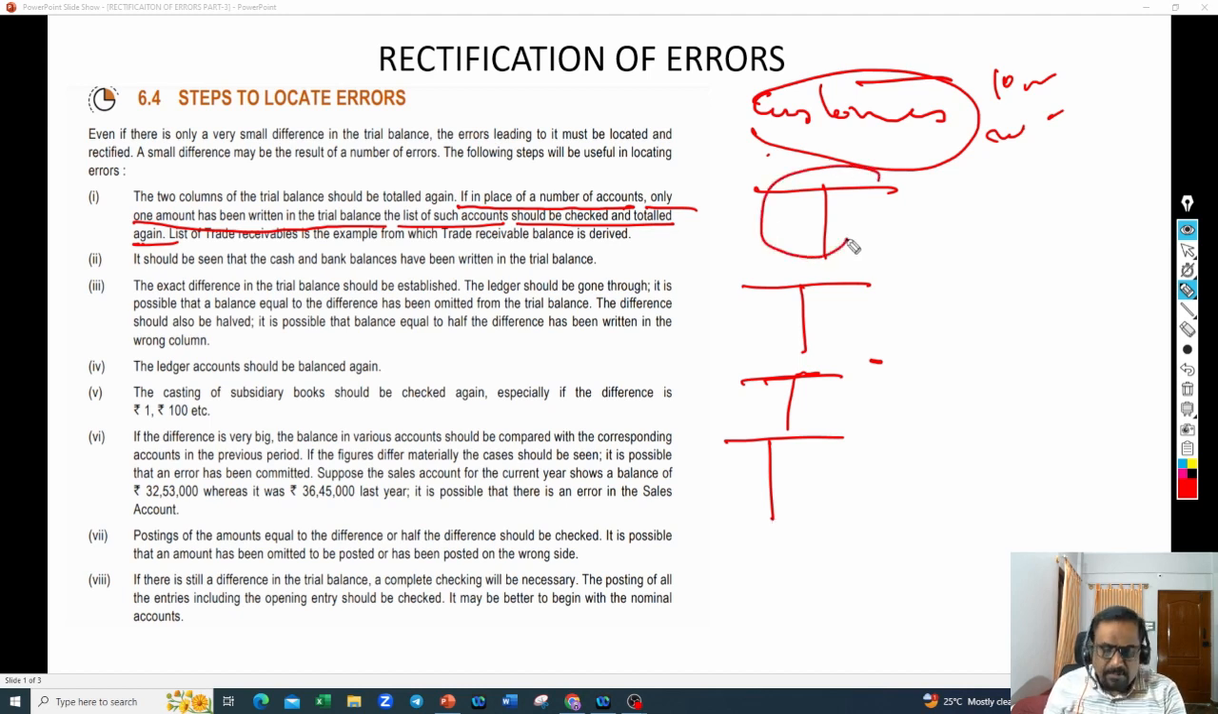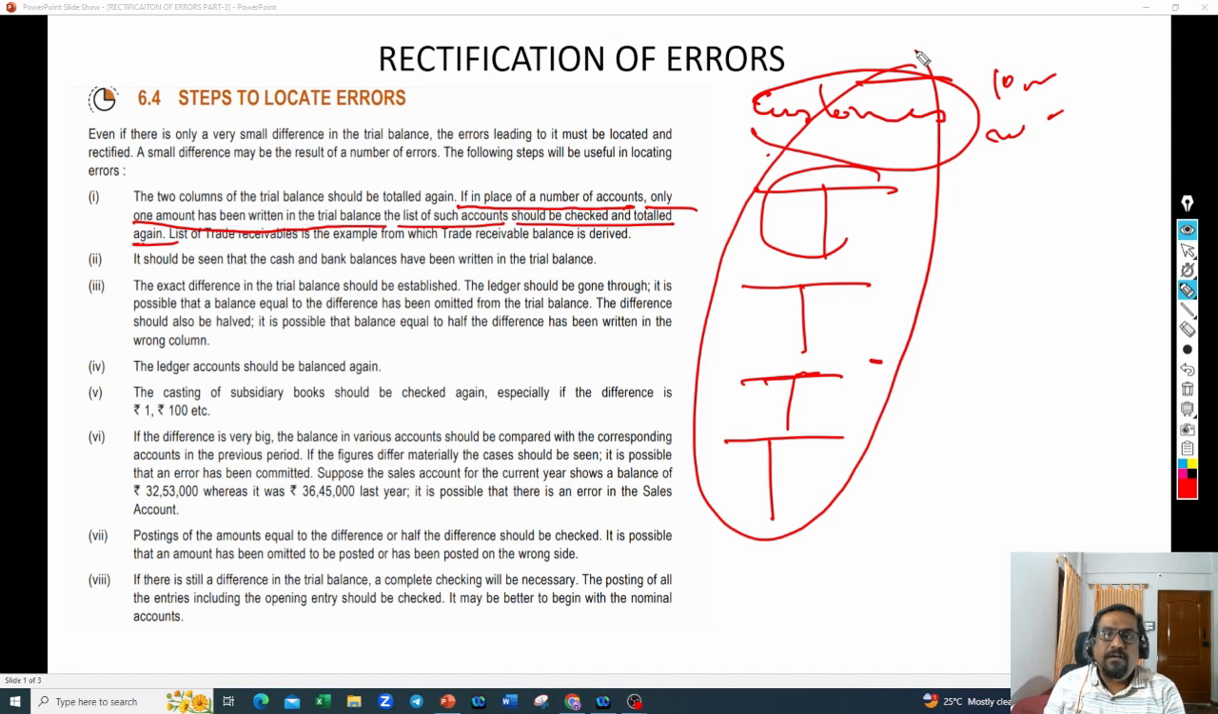Now, some customers might have a balance to be carried forward. Some customers might have zero balance. Some customers do not have any transactions as well. There could be several scenarios in this, but there are so many customer accounts wherein you could see some balances. That means those are the amounts to be paid by the customers to the business organization. That is the meaning of it.